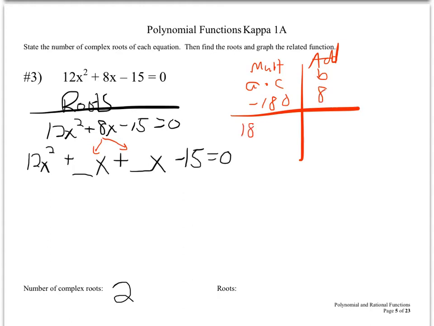Through a little bit of thinking, you'll find that the numbers that work are 18 and negative 10. Those multiply to get negative 180. Those add to get positive 10. So in one of these blanks, doesn't matter which one, put an 18. On the other one, you put a negative 10, making sure that you have this plus sign between. That is called splitting the middle term.